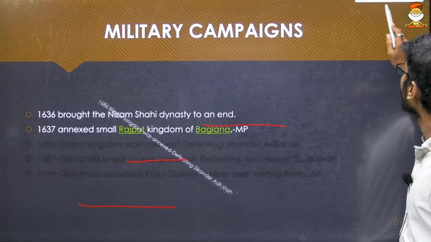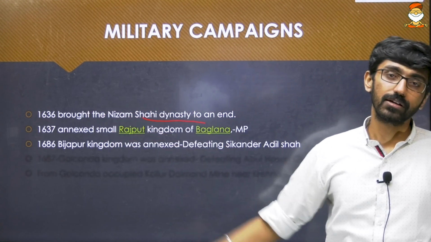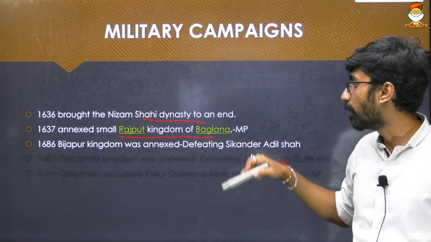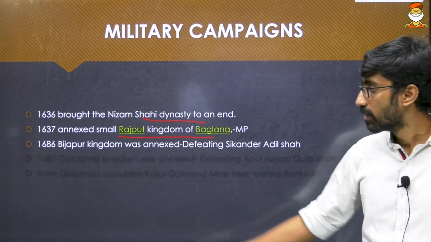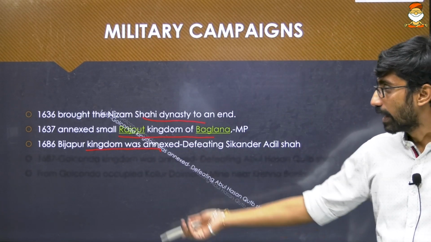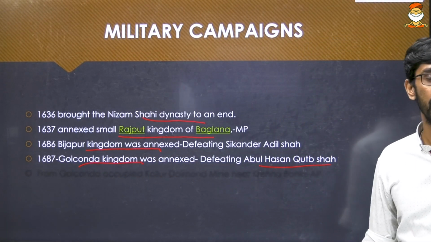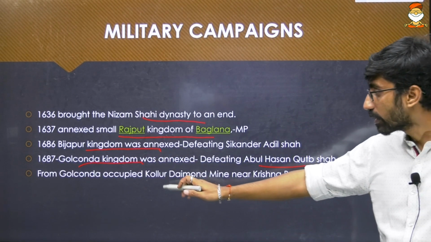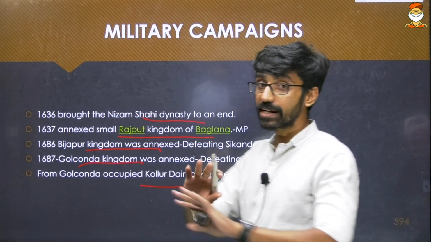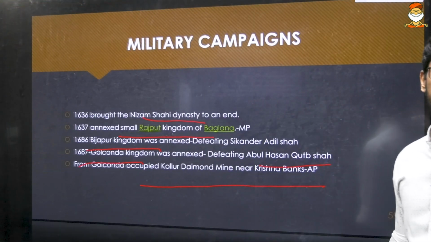The military campaigns again brought the Nizam Shahi dynasty to an end in 1636, when he was the prince and Shah Jahan was the king. 1637, annexed the Rajput kingdom of Baglana, Madhya Pradesh. 86, the Bijapur kingdom was annexed, defeating Sikandar Adil Shah. 87, he defeated the Golconda kingdom by defeating Abdul Hasan Qutub Shah. And from Golconda, he also captured the Kollur diamond mines near the Krishna banks in Andhra Pradesh. So this is the greatest extent of Mughal territories in India.